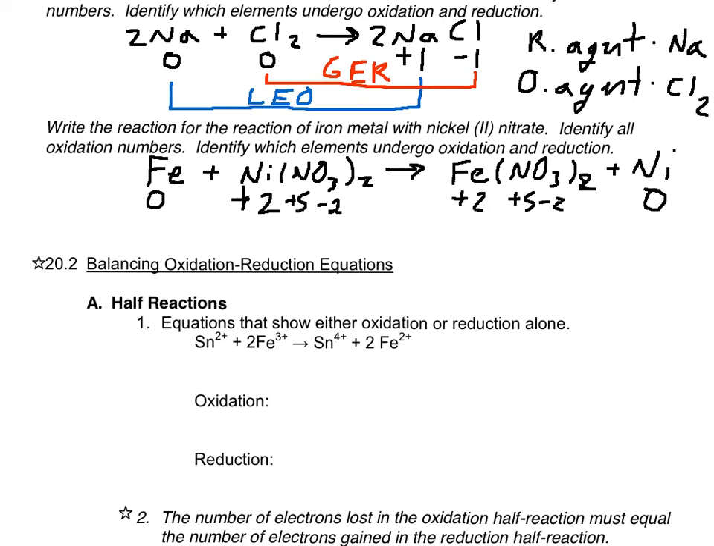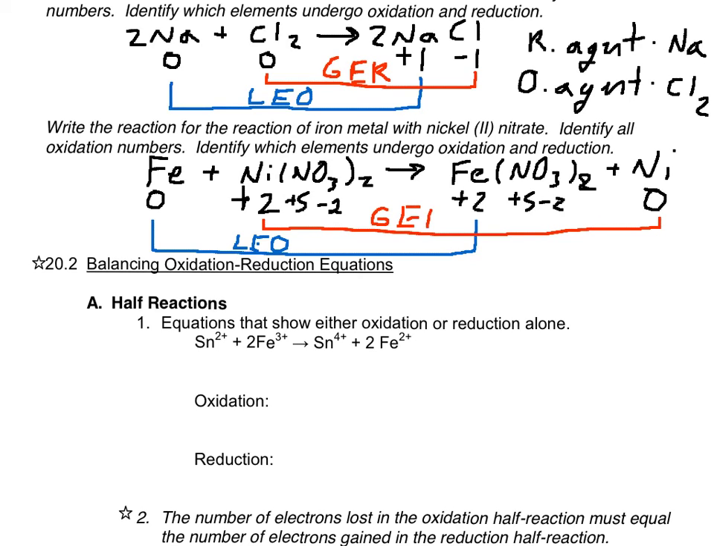Once I have this, I can go ahead and trace my oxidation states. Iron goes from 0 to +2, so it has lost 2 electrons, so it has undergone oxidation. Nickel has gone from a +2 to a 0, so it has gained electrons, so it has undergone reduction. Since nickel was reduced, the thing that made it be reduced is the thing that reacted with it, iron, so iron's our reducing agent. And then iron was oxidized, the thing that reacted with it is the thing that forced it to be oxidized, that was nickel nitrate, and so nickel nitrate is our oxidizing agent.